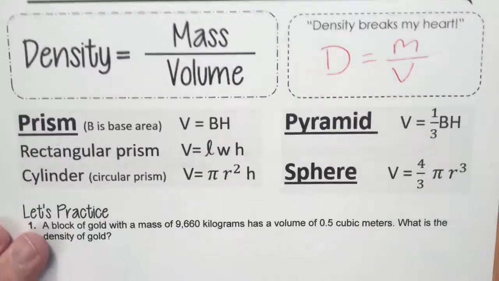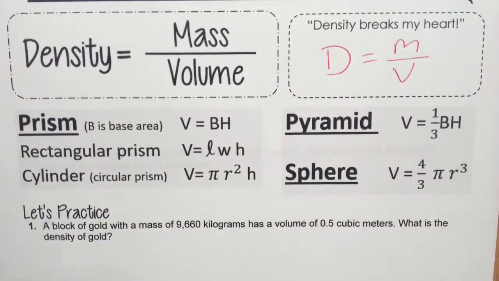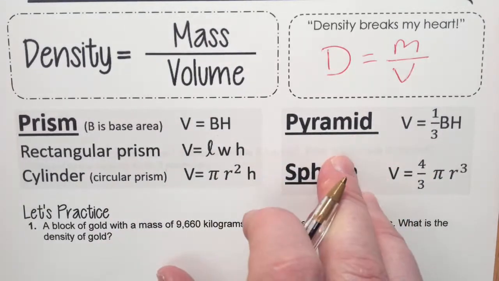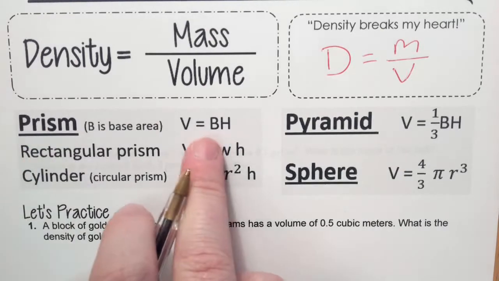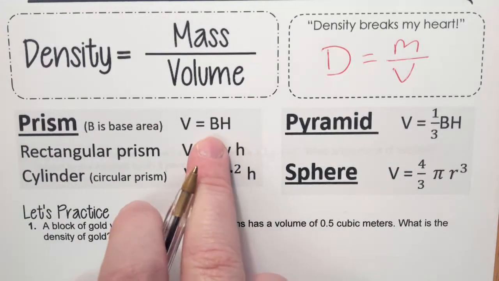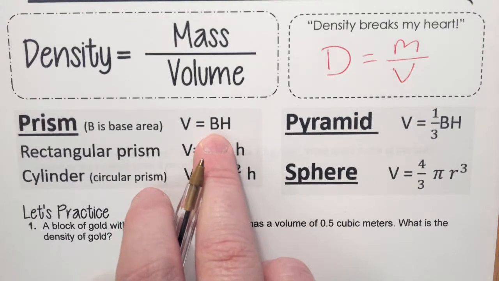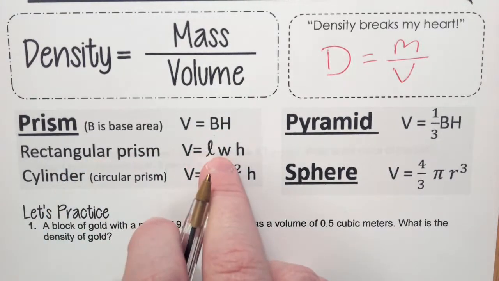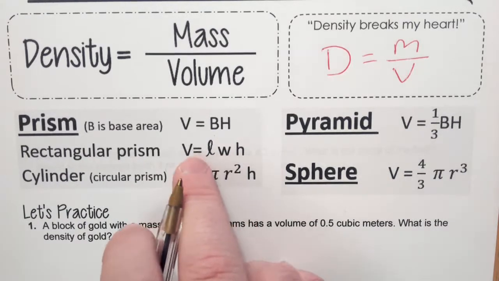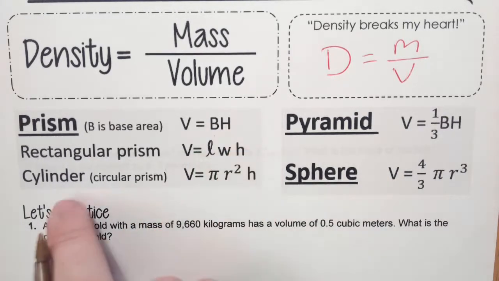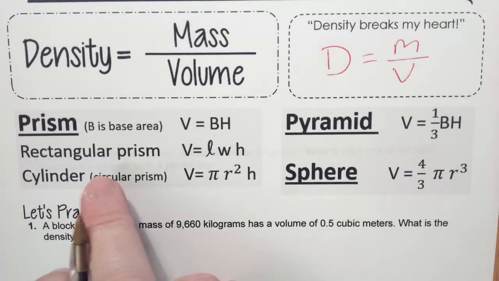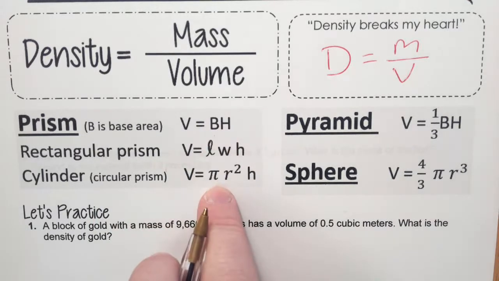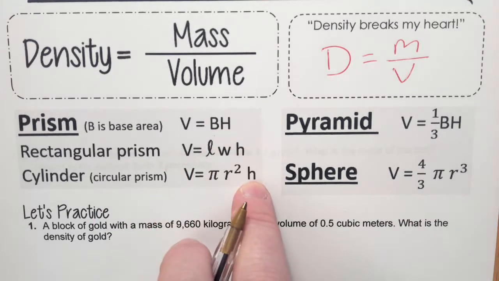All right, so with that idea, let's talk about volume a little bit. We're going to talk more about where these equations came from, but basically prism is base area times the height of the shape. So whatever shape the base is times the height. If the base is a rectangle, then it's length times width, or base times height, right? So length times width times the 3D height. If it's a cylinder, which is a circular prism, meaning the base is a circle, then the base area is pi r squared times the 3D height.